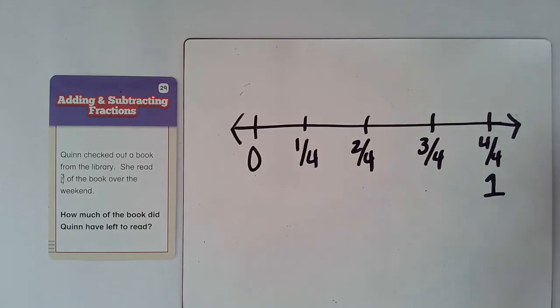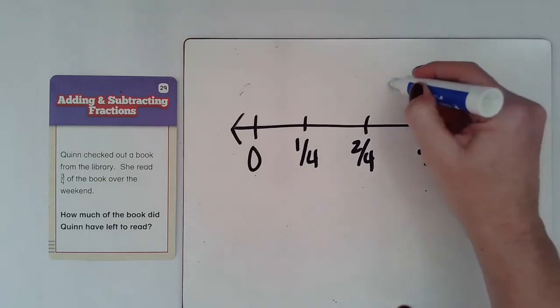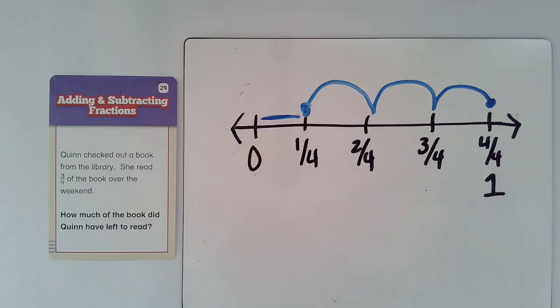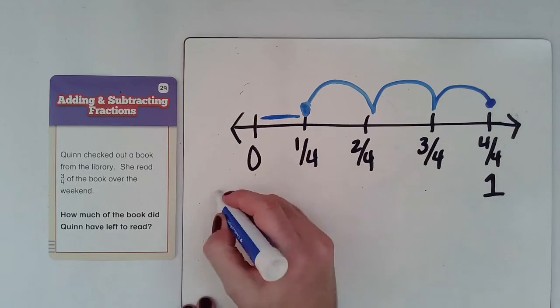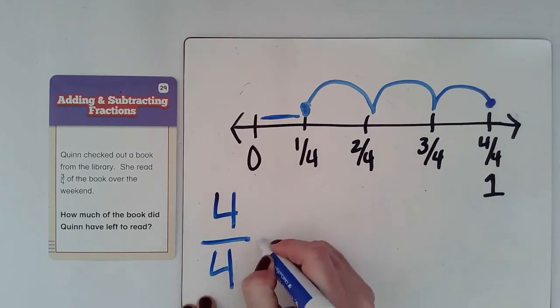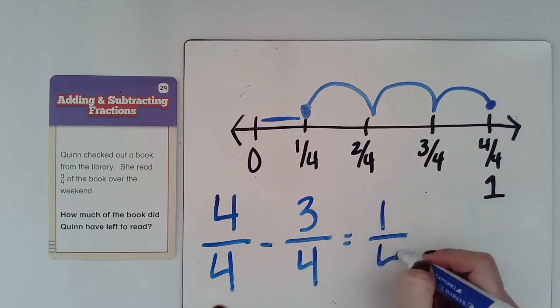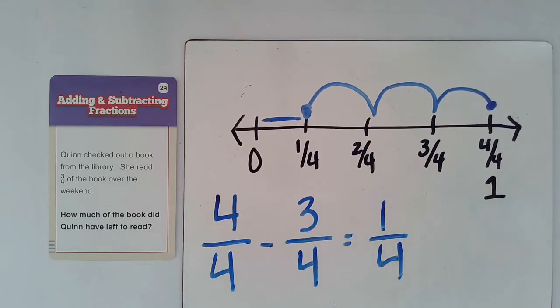So we can use our number line to start at that 4/4 or that one whole. And we know that she's already read 3/4. So 1, 2, 3. Okay. And I know that she has 1/4 left to read. Okay. And we can also write that equation here as 4/4. And we take away 3/4 is going to give us 1/4 of the book left to read. So as you begin to add and subtract fractions, think about using models, number lines, and equations to help you.